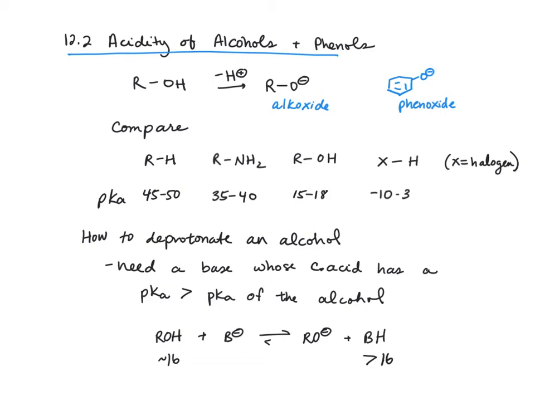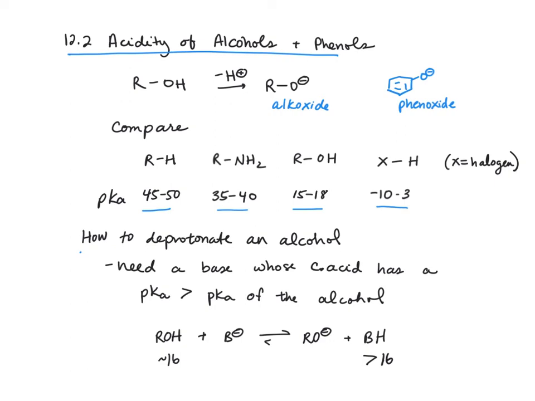Let's compare the following compounds and their pKa's, different functional groups. We know that alkanes have a pKa of about 45 to 50. Amines have pKa's of about 35 to 40. Alcohols have pKa's that range from 15 to 18. And then our halogen compounds, our HX, range from -10 to +3.